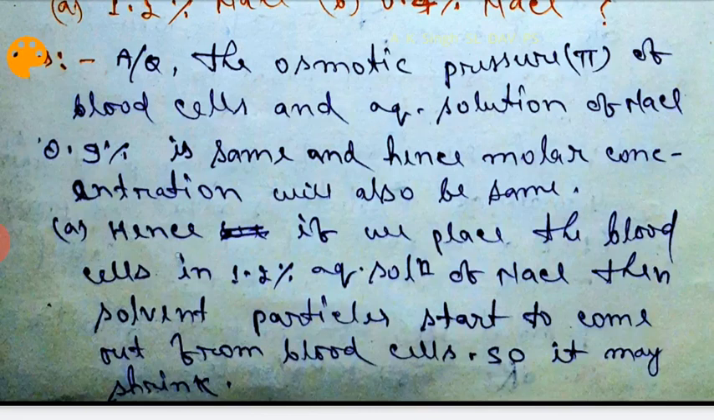Now the first question: if we place the blood cells in a 1.2% aqueous solution of sodium chloride, then solvent particles start to come out from the blood cells, means from the lower concentrated solution to the higher concentrated solution, so the cells may shrink.